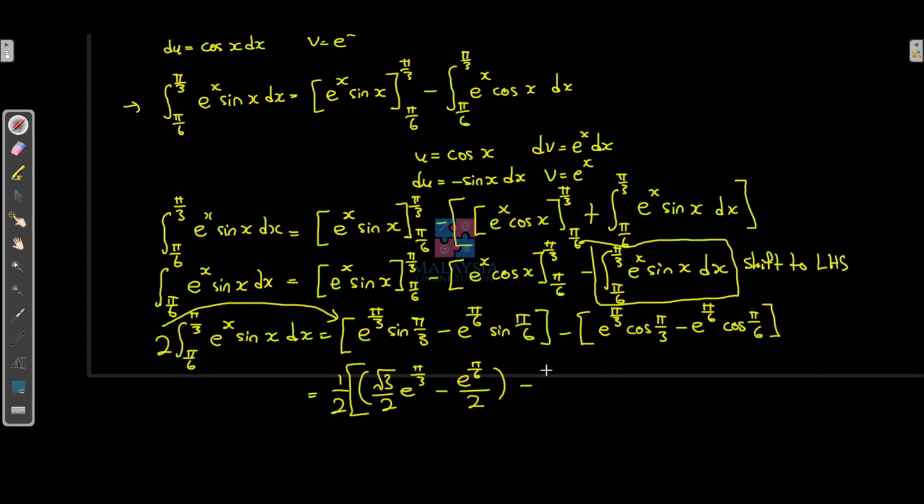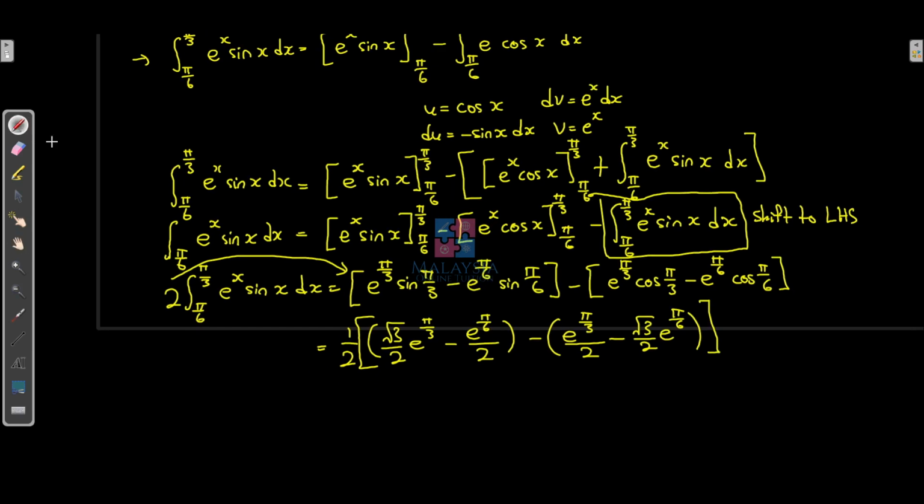Okay, and then don't close the bracket yet because the 2 integration results here is going to be divided by 2, right? So minus cos pi over 3 is going to be cos 60. So cos 60 is half. Okay, so we have e to the power of pi over 3 over 2 minus cos pi over 6 is square root 3 over 2. So minus square root 3 over 2 e to the power of pi over 6. Okay, done. Close bracket and then close the big bracket. Okay, so I think we are almost there.